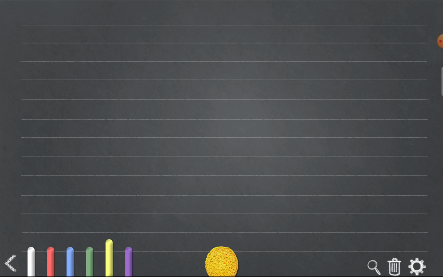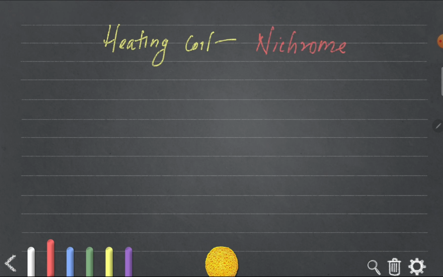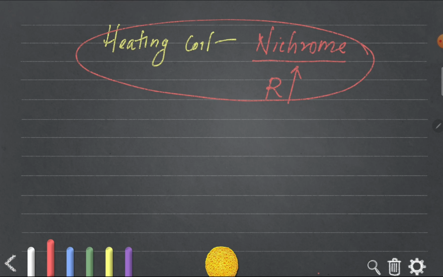Before going to the question, you should know that this Nichrome wire has high resistance. Usually for all heating purposes, or if we require a heating coil, we use this material called Nichrome. This is an alloy, and the speciality of Nichrome is that its resistance value is very high. You should keep this in mind, and let us try to answer those questions.